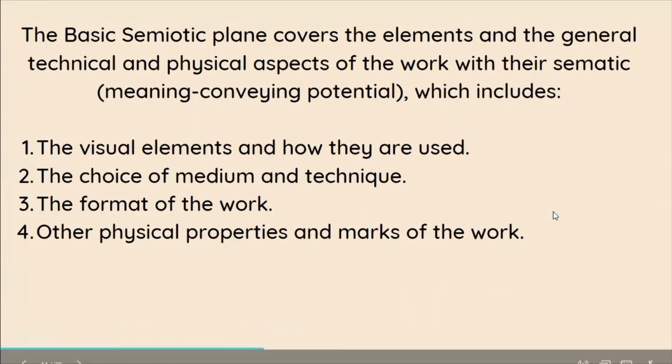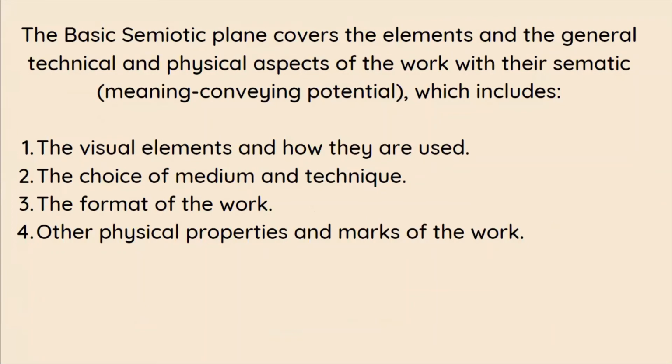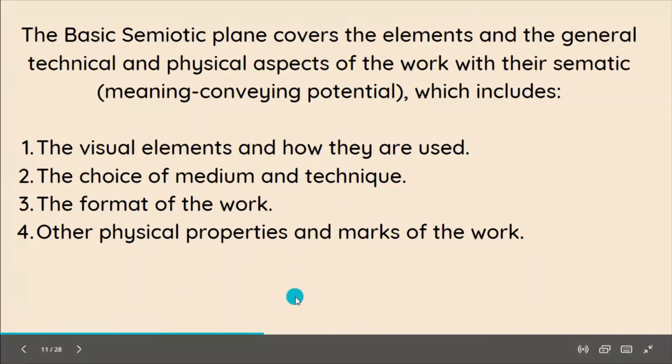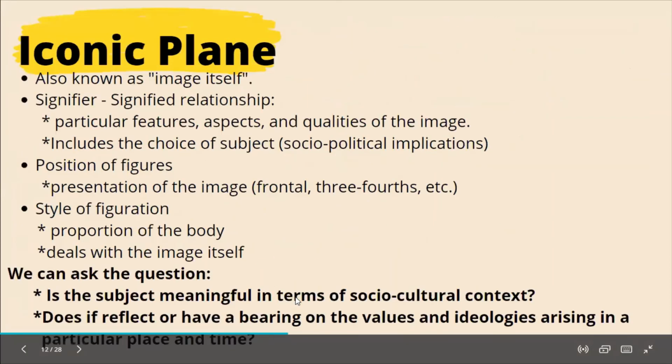So the semiotic plane covers the elements and the general technical and physical aspects of the work. It is about the meaning, the conveying potential, what you are looking at. This includes the visual elements and how they are used, the choice of medium and technique, the format of the work, other physical properties, and marks of the work.